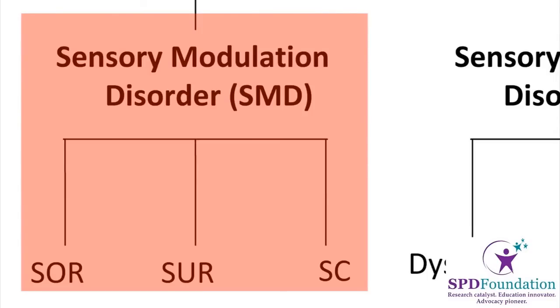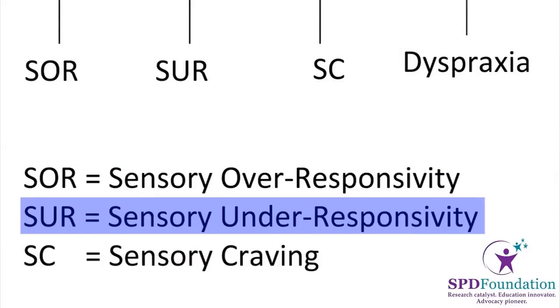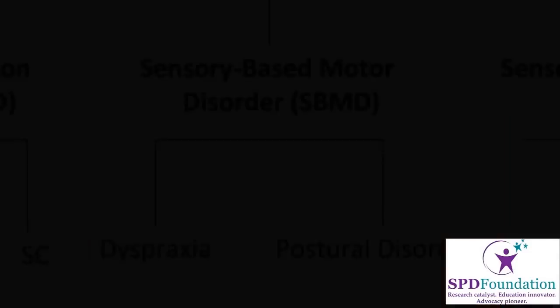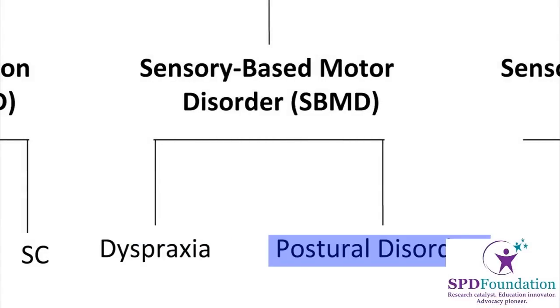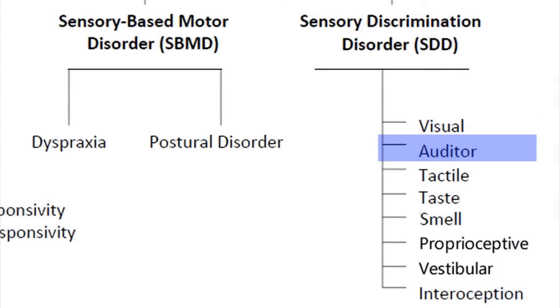Let's start our discussion with sensory modulation disorder, including the three subtypes: sensory over-responsive, sensory under-responsive, and sensory craving. In sensory-based motor disorder, there are two subtypes: dyspraxia and postural disorder. And finally, in sensory discrimination disorder, there are 8 subtypes: visual, hearing, touch, taste, smell, and sensation from the muscles and joints, proprioception, sensations from the movement of the head in relation to gravity, vestibular, and sensation from your internal organs.